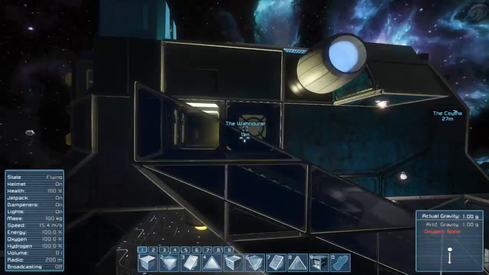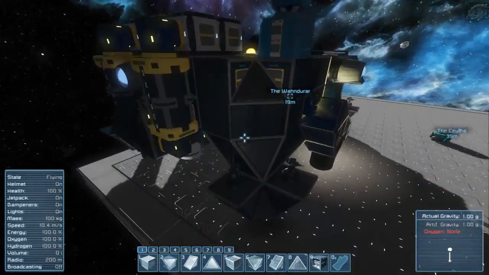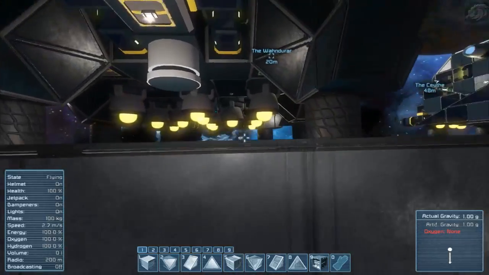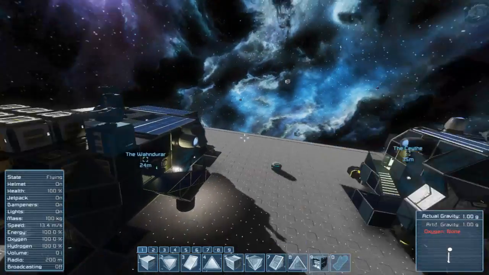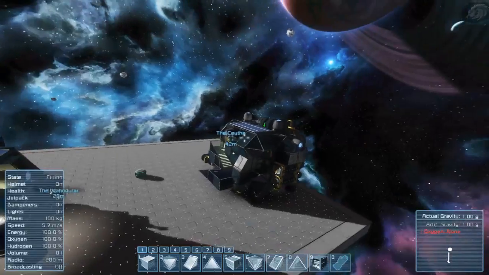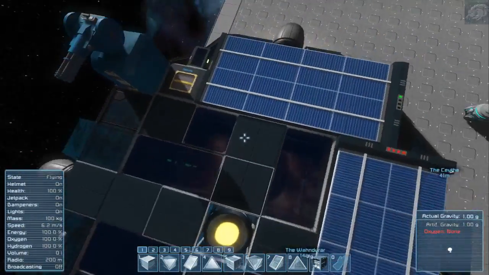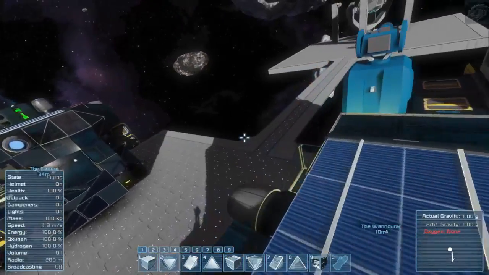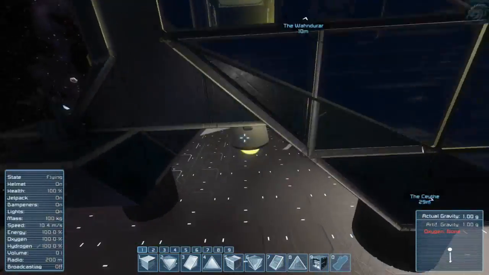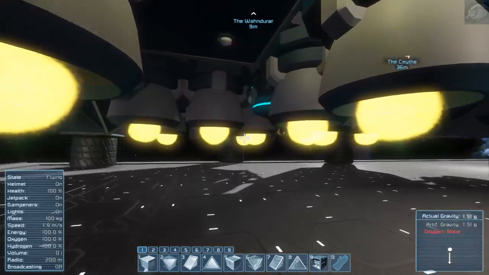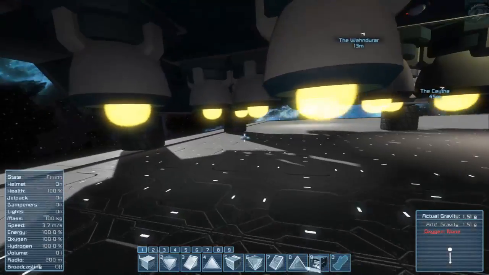In fact, I think the Wanderer is even more powerful because it has even more thrusters and is somewhat the same scale to some degree. I mean, this one's taller, this one's shorter. Actually, I think this one does have more stuff on it, so it's probably a little bit heavier, but at the same time it has a lot more thrust available to it with all of its engines.